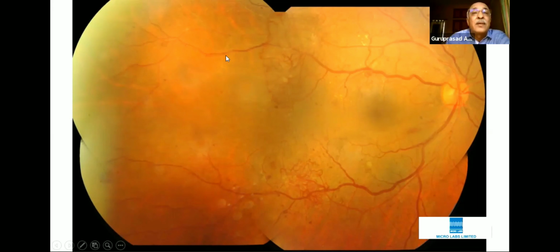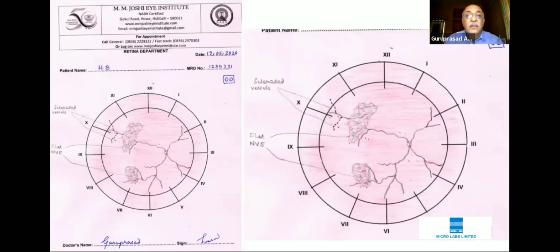So this is a sclerosed vessel. Whether it's a vein or an artery is difficult to tell because of the caliber. I can't make out, it's very thin. So this is a sclerosed vessel in the periphery, which is approximately just posterior to the equator perhaps. And here is another sclerosed vessel. So this completes more or less the description of the right eye fundus.